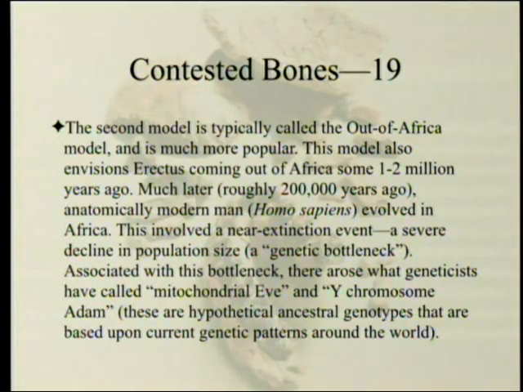Anatomically modern man, Homo sapiens, evolved in Africa. This involved a near extinction event, a severe decline in population size, or if you like, a genetic bottleneck. Associated with this bottleneck, there arose what geneticists have called mitochondrial Eve and Y chromosome Adam. These are hypothetical ancestral genotypes that are based on current genetic patterns around the world. What it means is we are all descended from one man and from one woman.